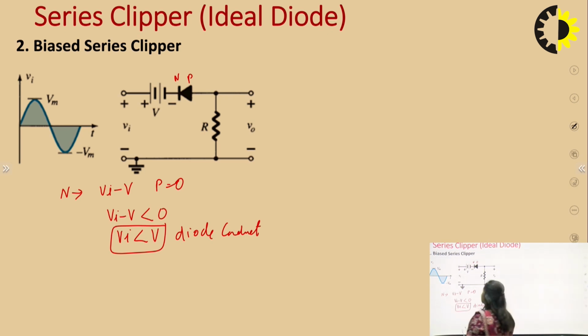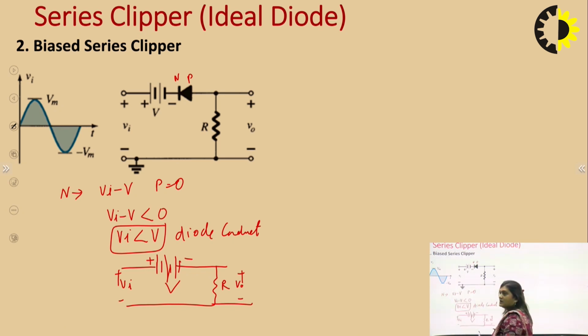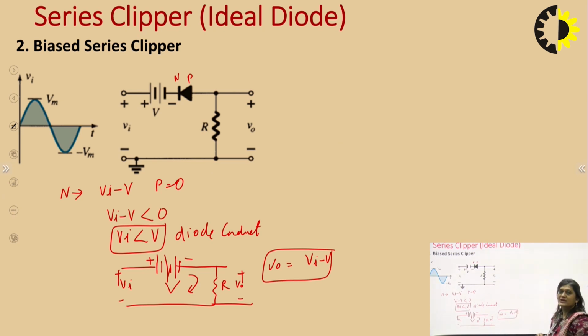So the equivalent circuit will be like this. This is R, V naught, Vi plus minus, and V plus minus. In this case, if we apply KVL in this circuit, the output voltage would be equal to Vi minus V.